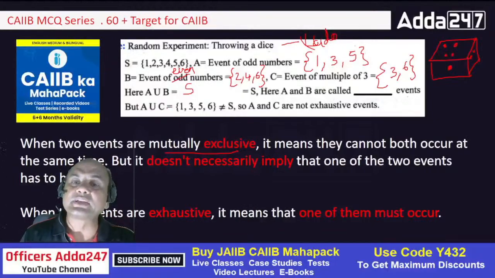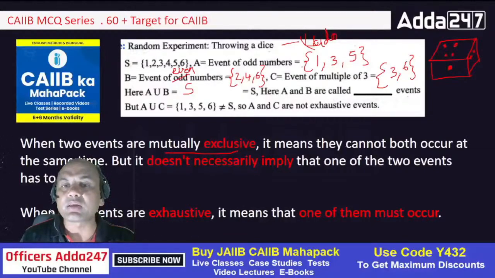What is A union C? A union C means this odd. A is odd, and C is multiple. So A union C will be what? 1, 3, 5 will be there. And which one is the same over here? 3. We won't take it double. So 1, 3, 5 and only 6. 1, 3, 5 and 6.